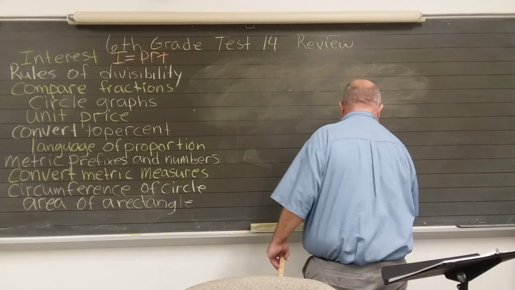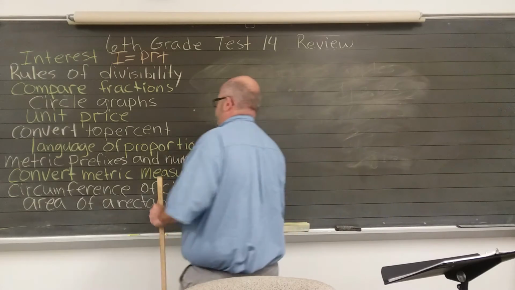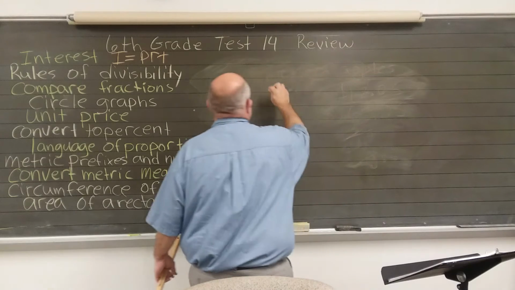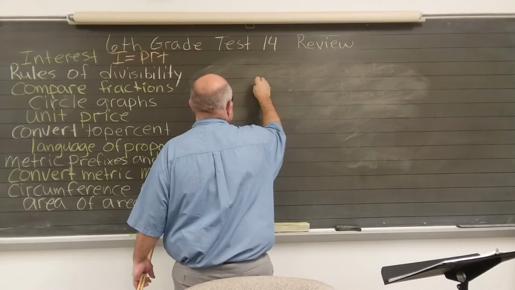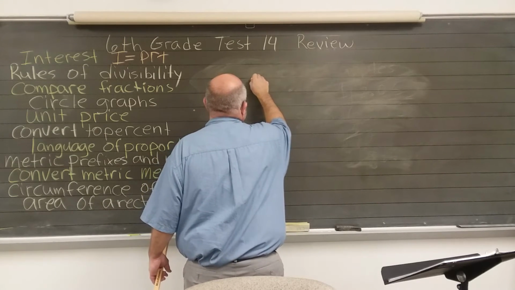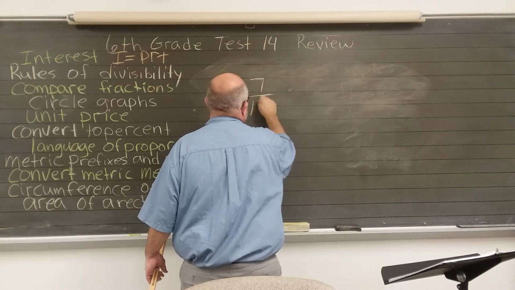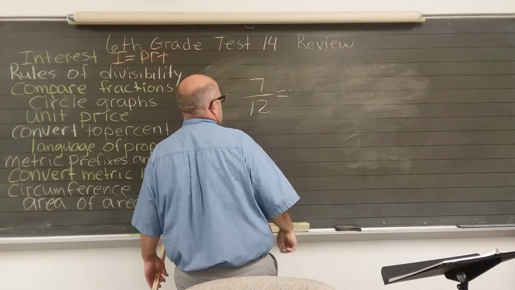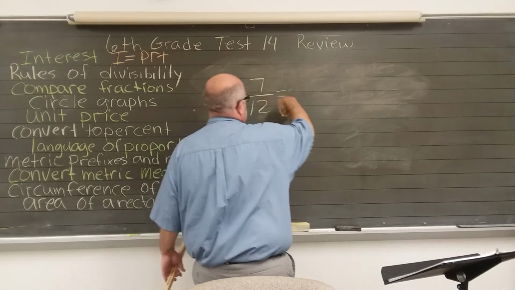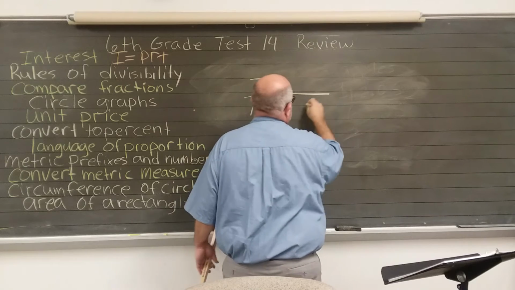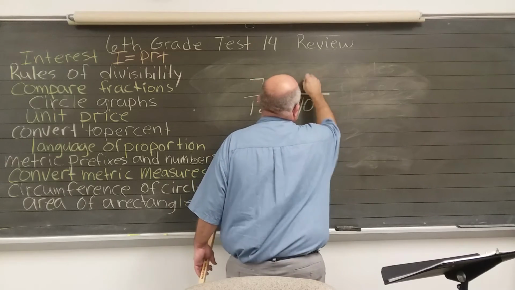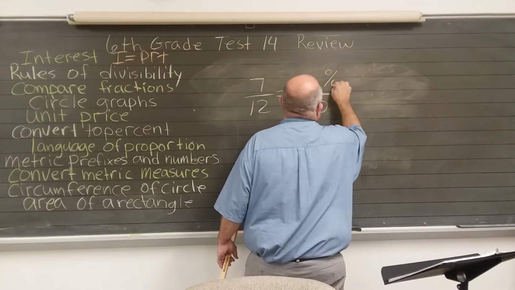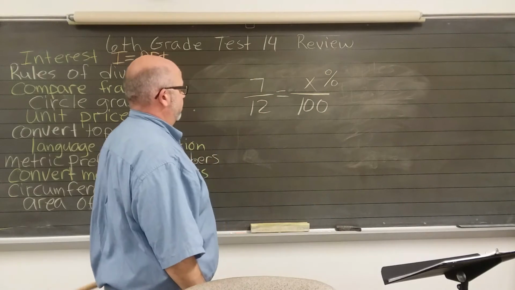Convert to percent by using proportion. That's what this is talking about right here. Convert to percent by using proportion. So if you have 7/12 equals what percent? Okay, so here's your fraction, 7/12. Your denominator is going to be 100. And then that is the number, and this is going to be a percent.